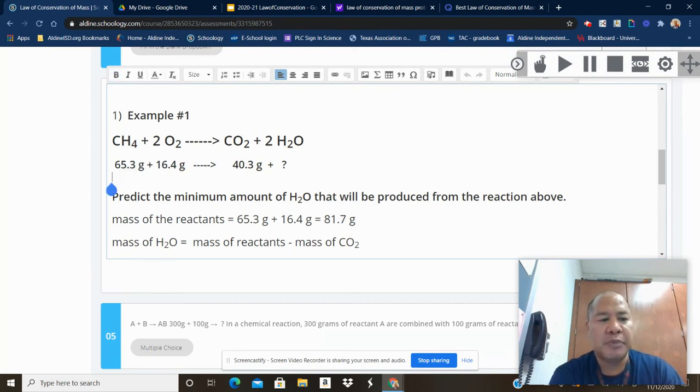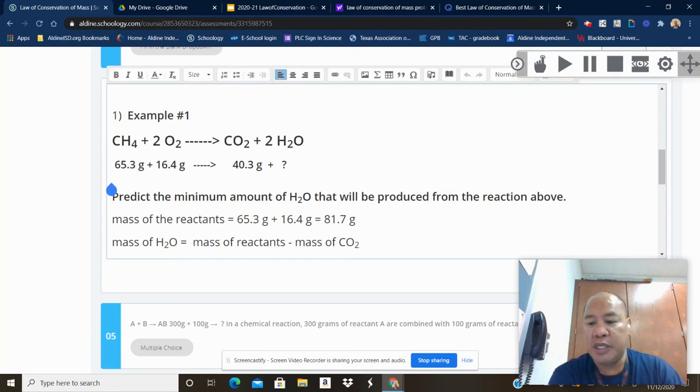What if we knew that at the beginning, when we started this experiment, we put 65.3 grams of CH4 into a beaker, and we added 16.4 grams of oxygen into that same beaker, and we mixed it, and it produced CO2, which we figured out to be 40.3 grams of CO2, but we don't know how much water it produced. So your job is to predict the minimum amount of water that will be produced from the reaction above.